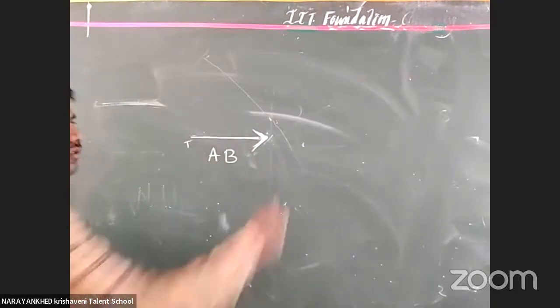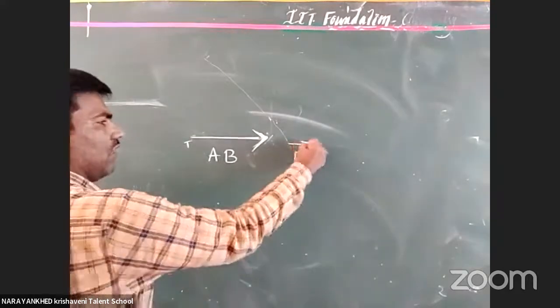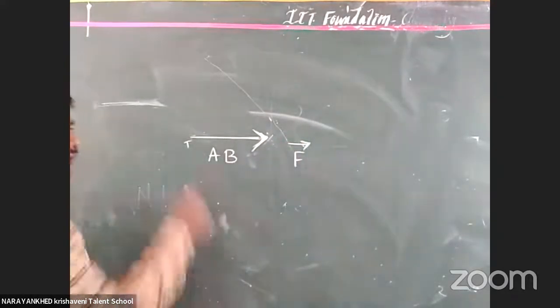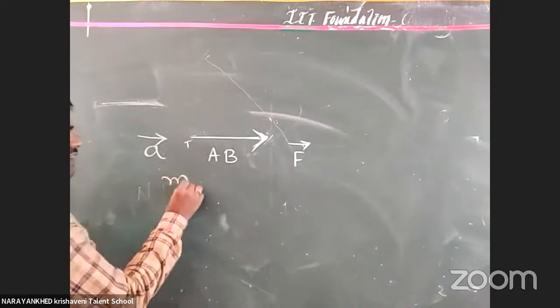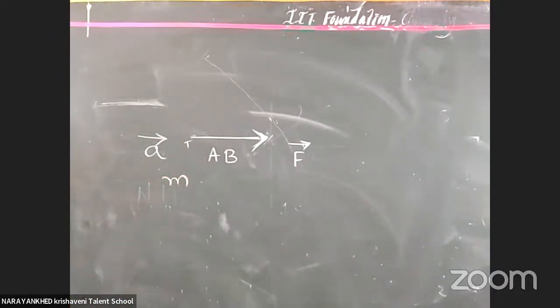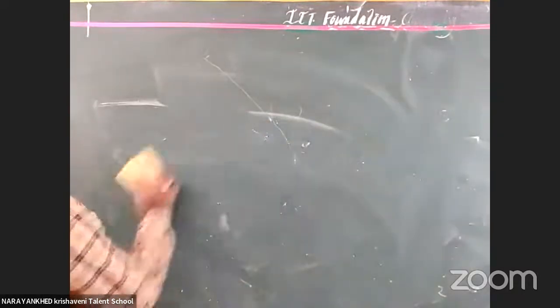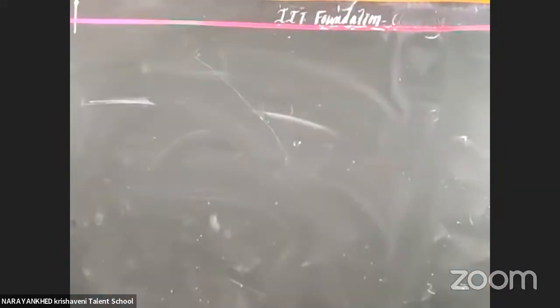Suppose force is a vector, we represent it like this. Acceleration is a vector, we represent it like this. Mass is not a vector, it is a scalar, so we take it only like this. Got it? This is about vectors as well as scalars, what we discussed yesterday. Now we are going to discuss the difference between vectors and scalars.